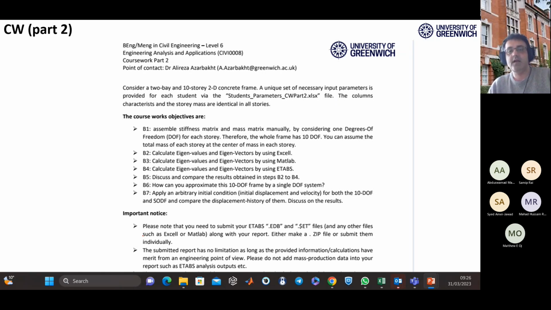As you see, I haven't asked you about solving the problem manually in the B1. In the B1, I'm only asking you to assemble the matrices manually, okay? I'm not asking you to solve them manually because it doesn't make sense because it's a 10 by 10 matrix. So manually, it's really a hassle and it doesn't make any sense to do it manually.